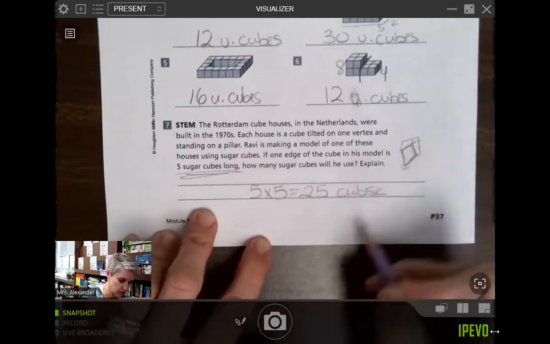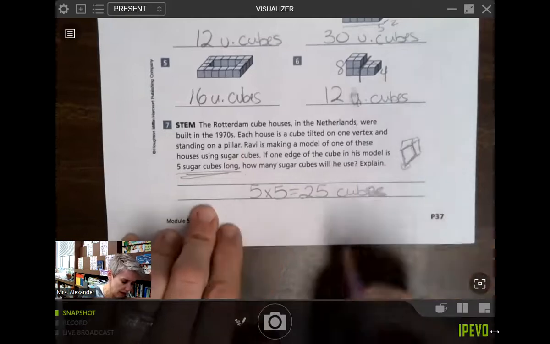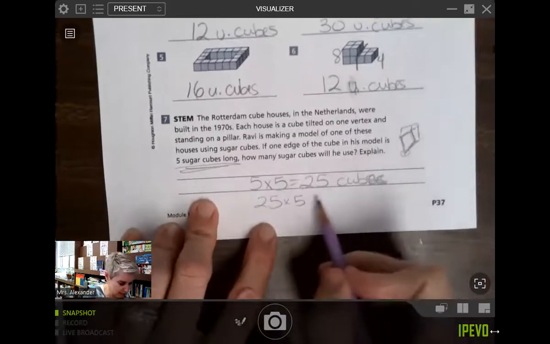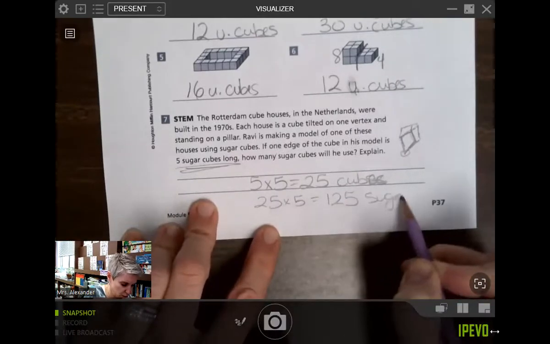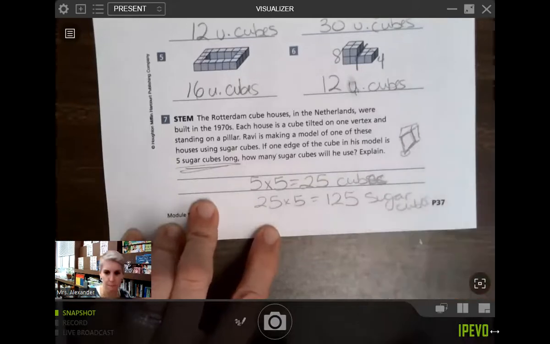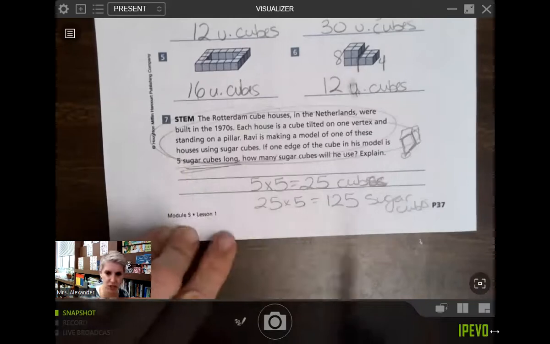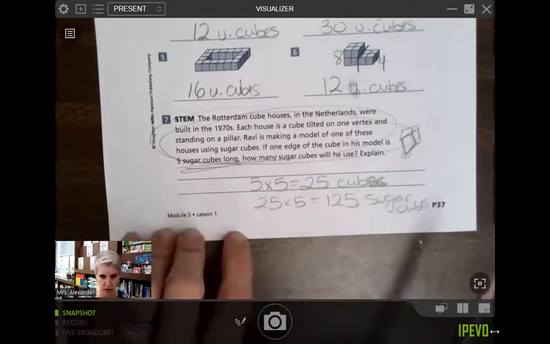And then I'm going to take that 25 cubes and it's going to be 5 layers deep. So that's going to give me 125 sugar cubes total. Right, that one is a little more of a challenge. So if you got that, great job. If not, it's okay. Take a look at those Rotterdam cube houses though.